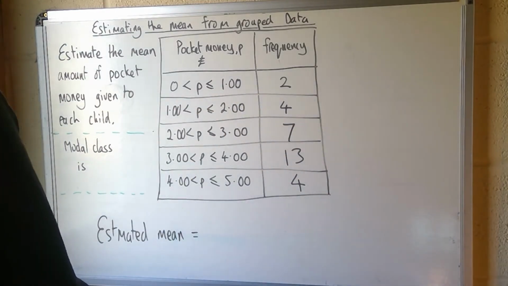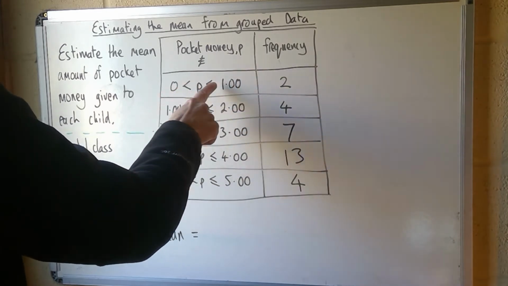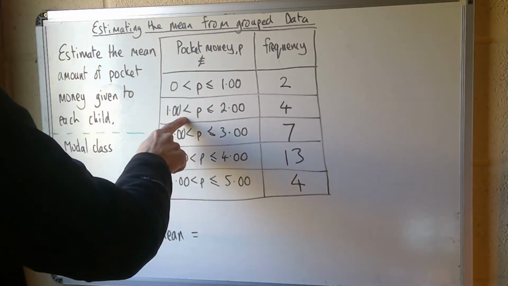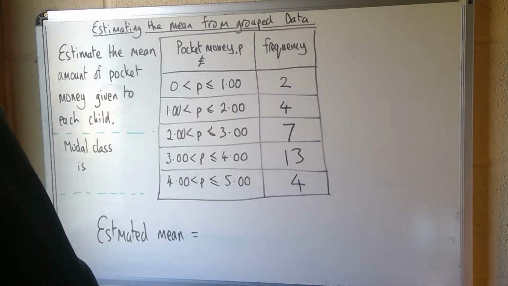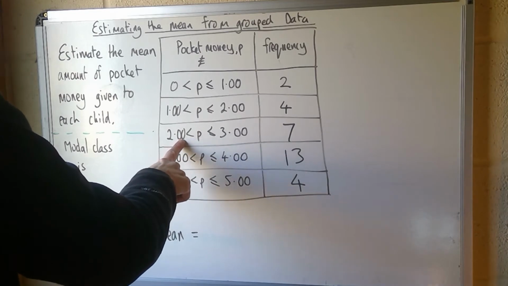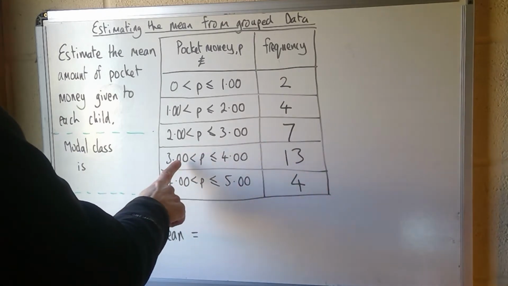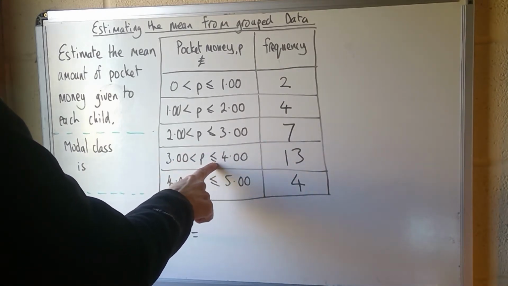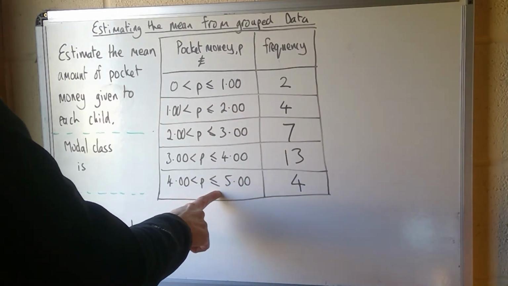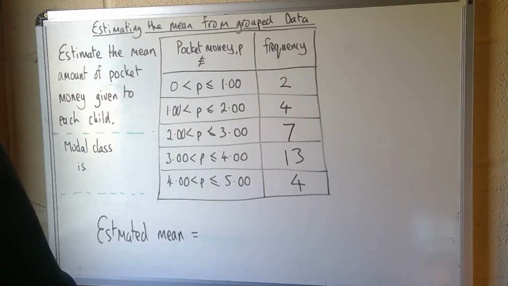So this frequency table is saying that 2 students in this class got between 0 and £1 in pocket money. 4 students got greater than £1 but less than or equal to £2. 7 students got more than £2 but less than or equal to £3. 13 students got more than £3 but less than or equal to £4. And 4 students got more than £4 but less than or equal to £5. So this is the total number of students. That's what the frequency is.